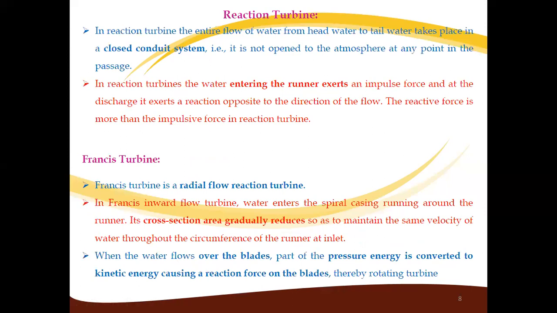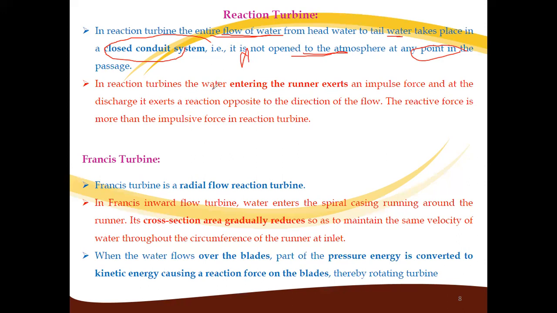So a reaction turbine. In this reaction turbine, the entire flow of water from head to tail takes place in a closed conduit system. Because of this, it is not open to the atmosphere at any point of passage. It is a closed vessel. So because of this, we require a draft tube.